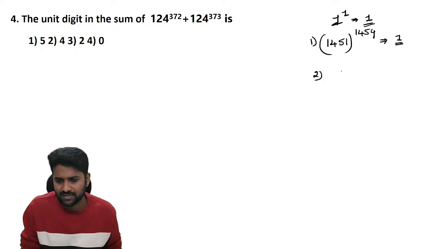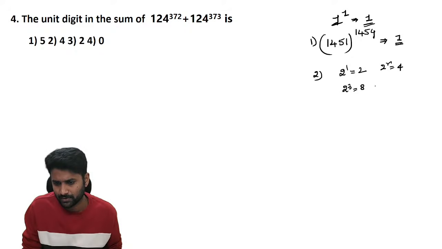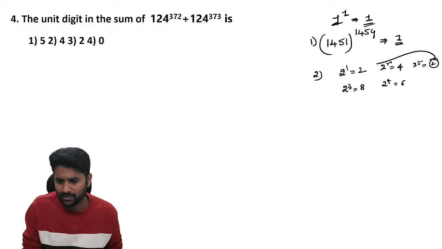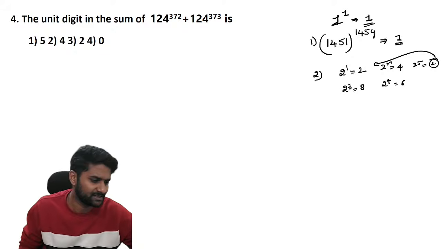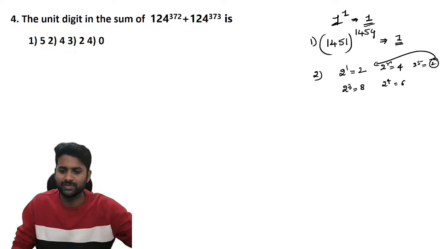In the same way, check with the 2 power cycle. 2 power 1 is equal to 2. 2 square is equal to 4. 2 cube is equal to 8. 2 power 4 is equal to 16. 2 power 5 is equal to 32, right? So 2 power 5 is equal to 32, again 2 is repeated.